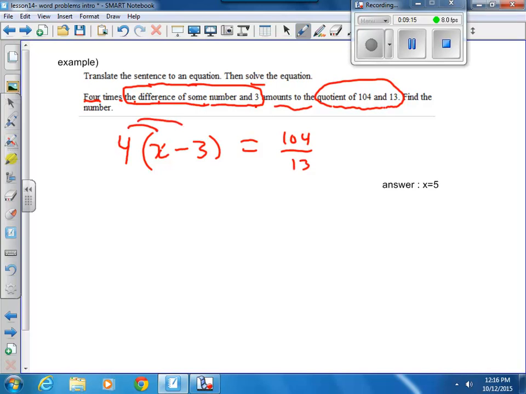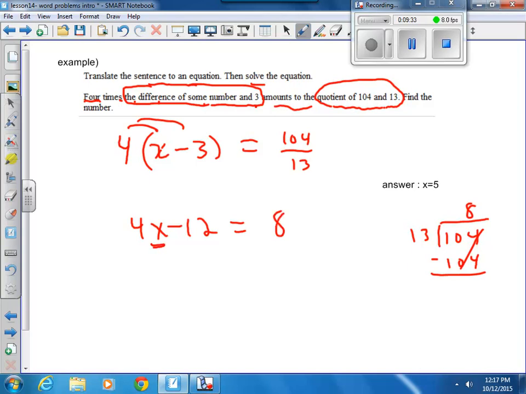Okay, now distributive property, 4x minus 12 equals something. Well, I'm going to go off on the margin. How many times does 13 go into 104? Maybe about 8. Yep, that works. So that will be 8.